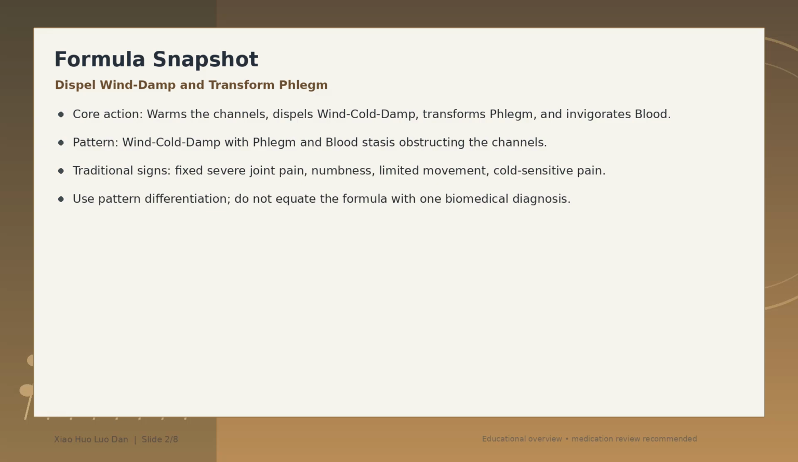Typical clues include fixed severe joint pain, numbness, limited movement, cold sensitive pain, dark tongue, and wiry tight pulse. These findings are not all required, and the same biomedical diagnosis can present with different Chinese medicine patterns. Conversely, these traditional signs can arise from multiple biomedical conditions. That is why pattern differentiation and conventional red flag screening should occur together.